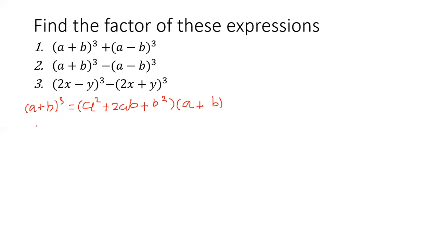Okay. And (a−b)^3 we could write as (a^2 − 2ab + b^2) times (a−b).